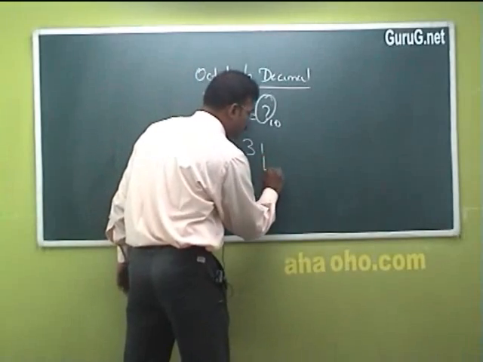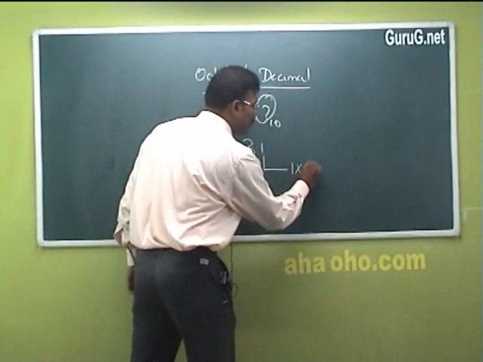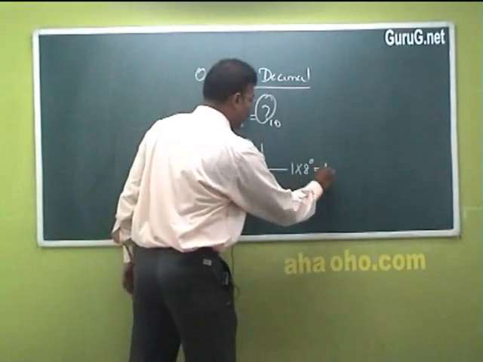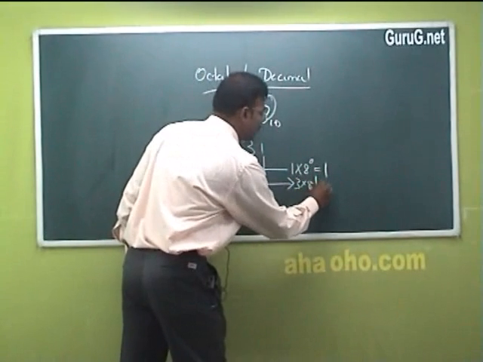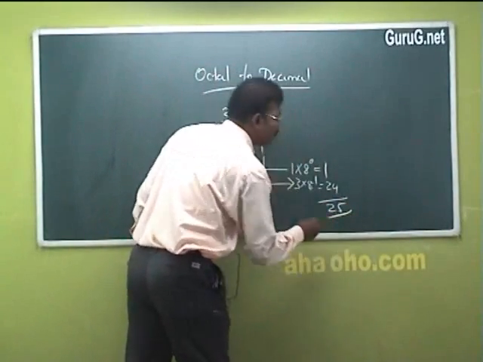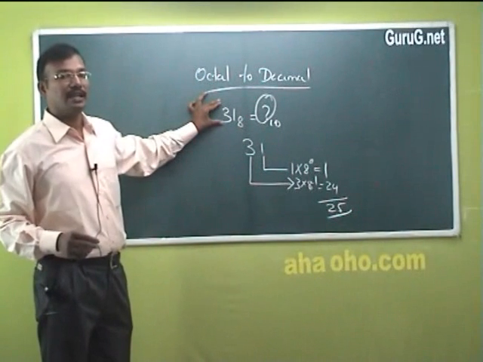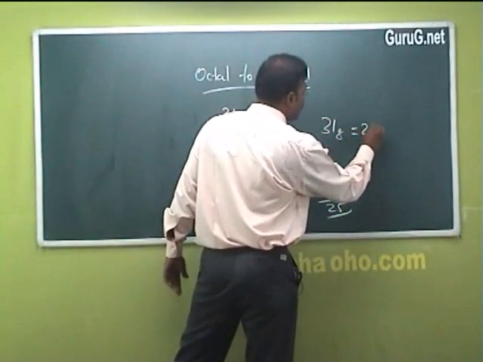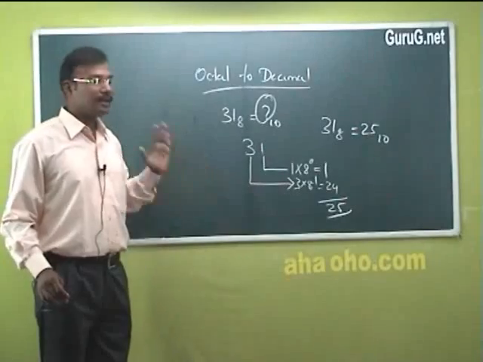First, take the first bit, and multiply it by 8 power 0. It will be equal to 1 because anything power 0 is 1. 1 into 1 is equal to 1. And next, you need to multiply 3 into 8 power 1, which is equal to 24. You sum these two values, this will give 25. So the value 31 in octal form, the equivalent representation in decimal is 25. So 31 base 8 equals 25 base 10. So this is how you need to perform the octal to decimal conversion.